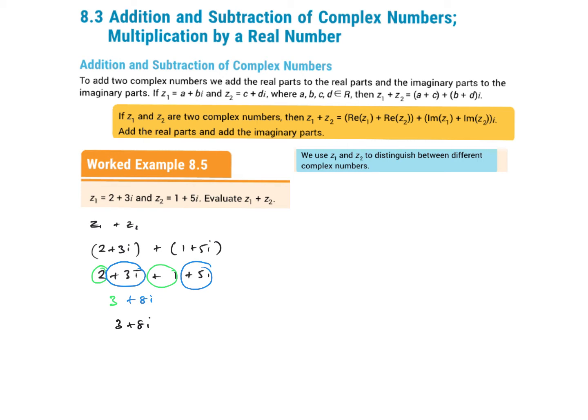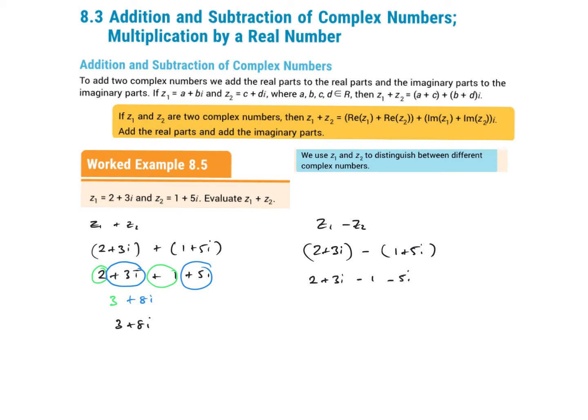Now, if I'd had Z1 minus Z2 here, I'd do exactly the same thing. Z1 again is 2 plus 3i, put in a bracket, minus Z2, which is 1 plus 5i. The only thing that's changed is this plus has become a minus. When we get the brackets out, we've got minus 1 times this bracket. So the 2 plus 3i stays the same, and I now have minus times 1, which is minus 1, and minus times 5i, which becomes minus 5i.